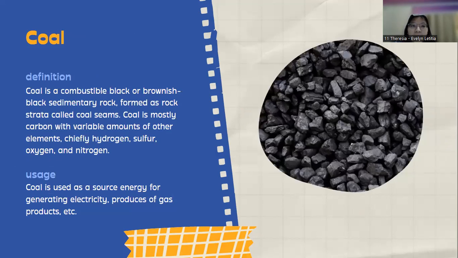Next, the third one is coal. Coal is a combustible black or brownish-black sedimentary rock formed as rock strata called coal seams, with variable amounts of other elements such as hydrogen, sulfur, oxygen, and nitrogen. It is used as a source of energy for generating electricity, producing gas products, etc.